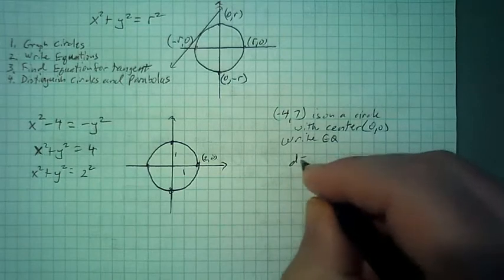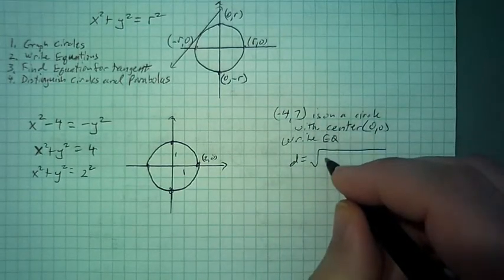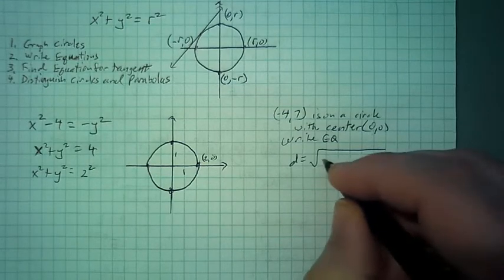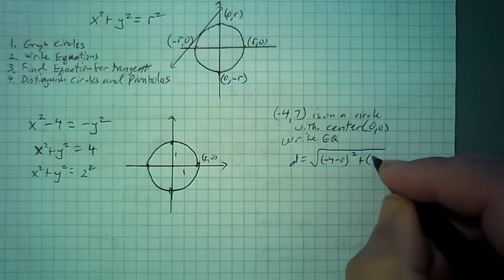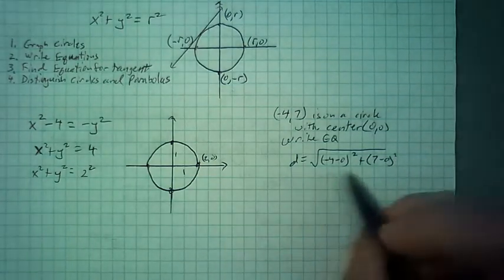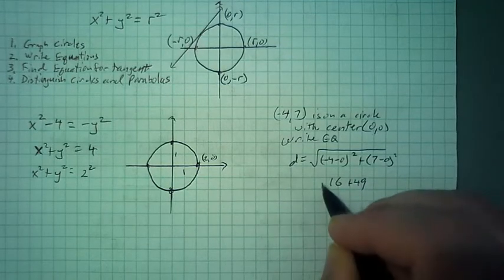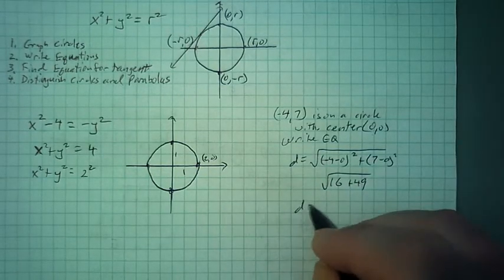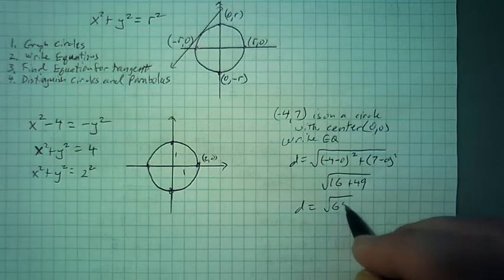So the distance formula says you subtract the x's and square them. So negative 4 minus 0 squared plus 7 minus 0 squared, which gives me 16 and 49. So d equals the square root of 65.